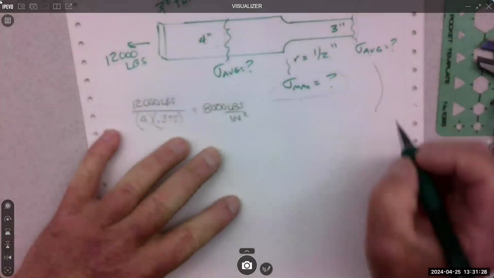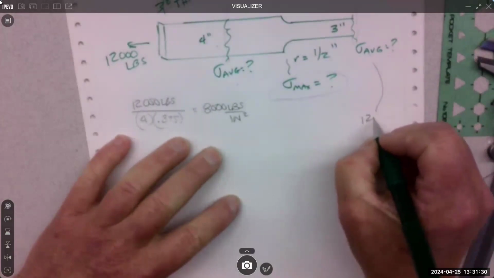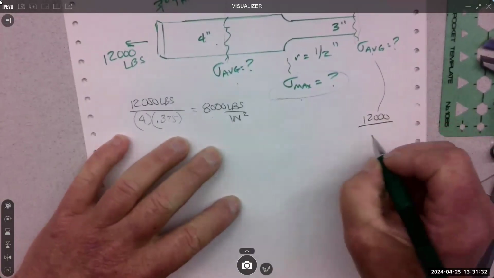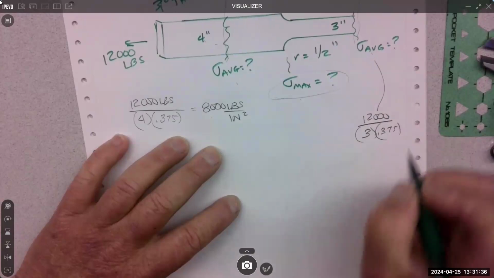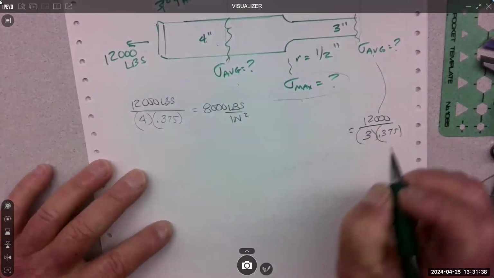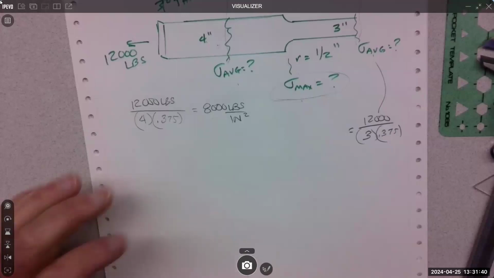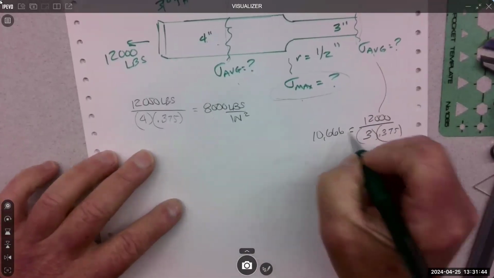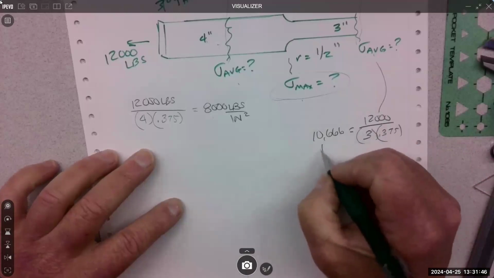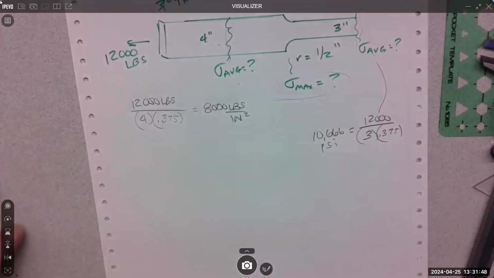Let's do the other average stress, which is going to be 12,000 divided by 3 times 0.375. And that stress is 10,666 PSI. Again, well under the 36, so we're good there.